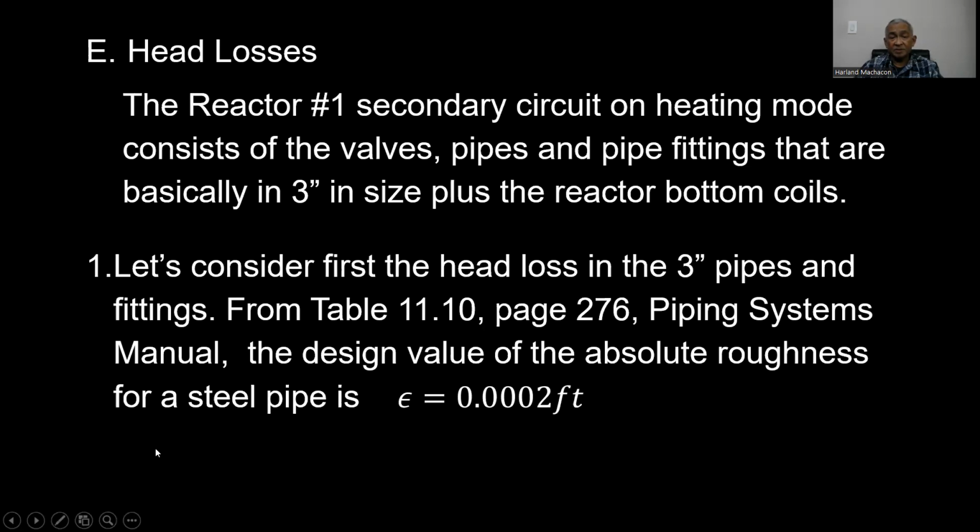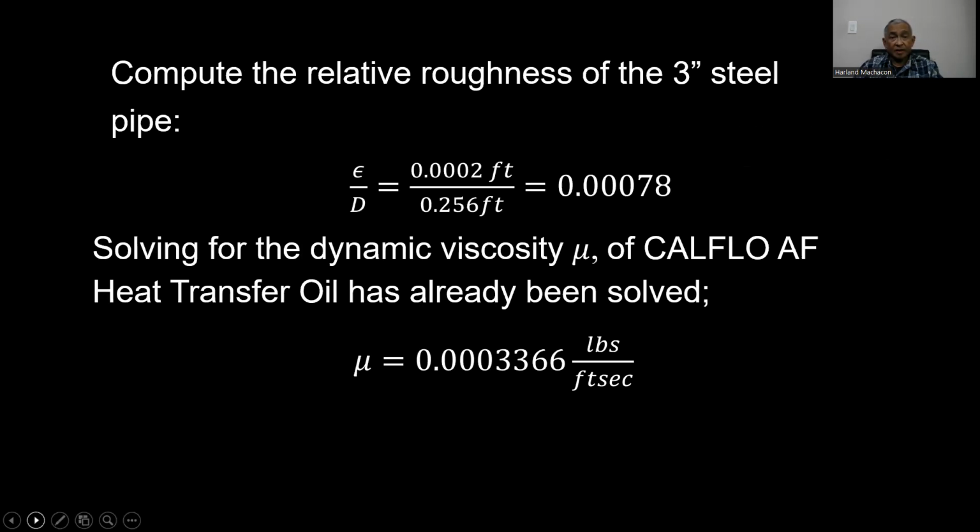So from the piping system's manual, the design value of the absolute roughness for a steel pipe is 0.0002 feet. And the relative roughness of the 3-inch steel pipe will be equal to the absolute roughness of 0.0002 feet divided by the diameter of the 3-inch steel pipe, which is 0.256 feet, and the relative roughness will be 0.00078.